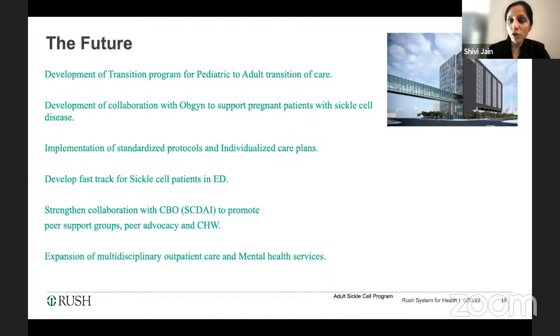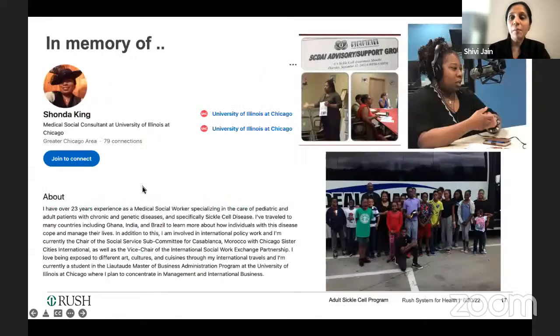And with the expansion opportunity with the new space, we are hoping to expand and streamline care for sickle cell patients. Before I end, I want to acknowledge and remember Shonda King, who was a pioneer and a great social worker and colleague that I had the opportunity to work with at UI Health. Her demise has been a big loss to the sickle cell community. I really enjoyed my time when we shared the same space in the clinic. And I also learned a lot about patient perspective on sickle cell disease from Shonda.